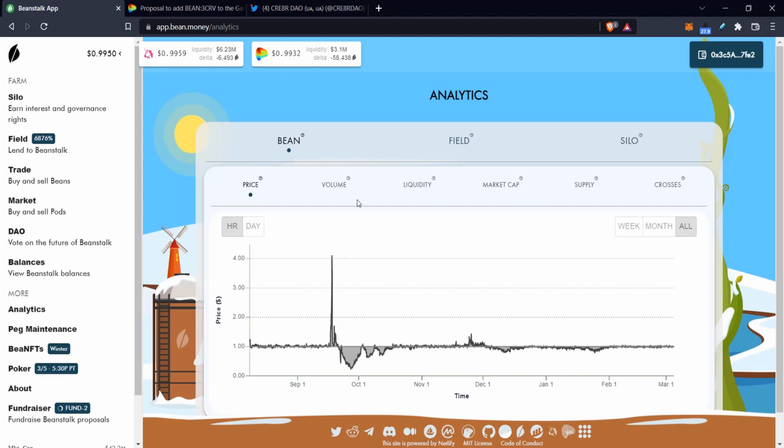Today I'm going to take another look at Bean.money. The reason I'm taking a look at it is because there are some significant changes that are worth looking at. Bean has been running for about 7 months now, and as you can see, the peg has been pretty stable.